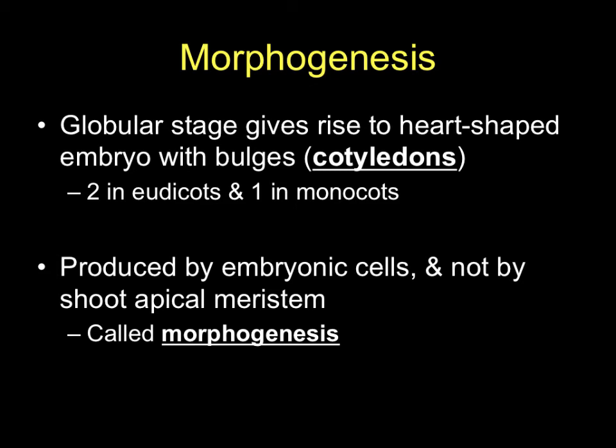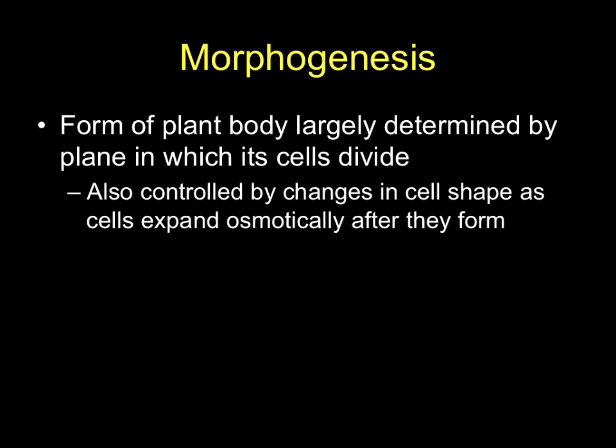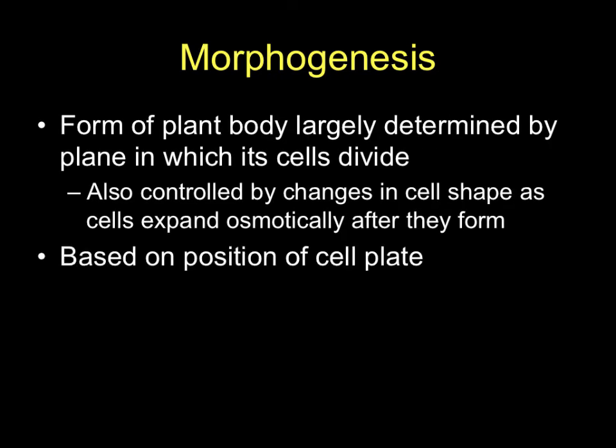And so that process of producing cotyledons is called morphogenesis. The beginning of the form of the leaves is called morphogenesis. And in the case of the embryonic production of these cotyledons, it's the result of differential growth and differential directions that result in production of the cotyledons themselves. From there on, it's positioning of the cell plate.